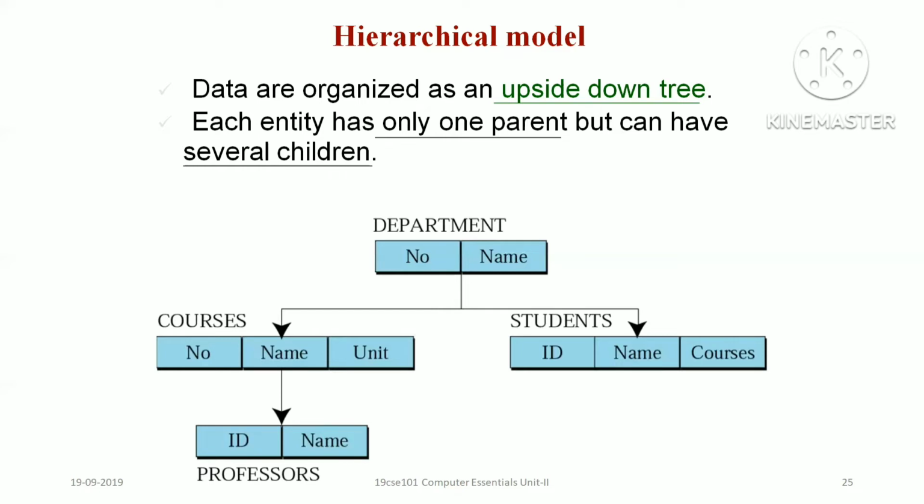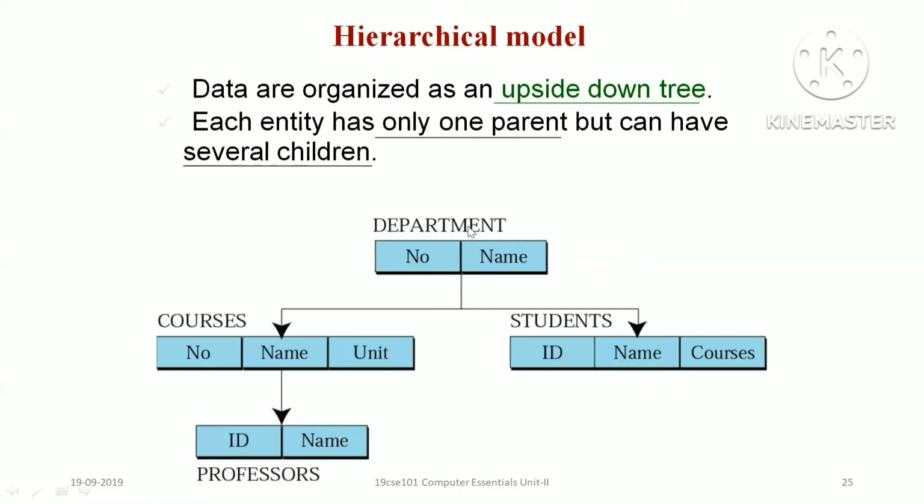Understood? Here also is the same thing. Data are organized as an upside down tree, meaning from top to bottom. Each entity has only one parent but can have several children. Same thing in the figure.